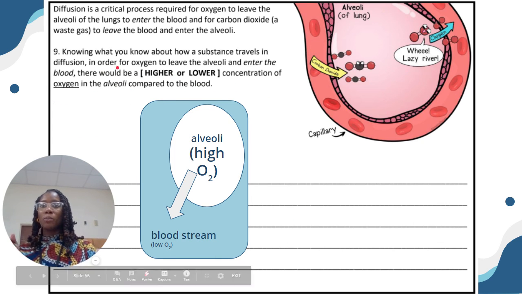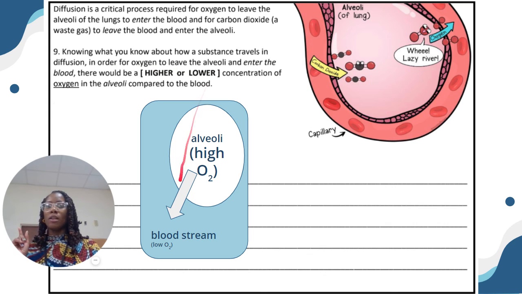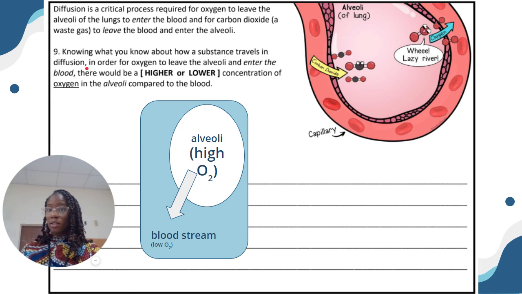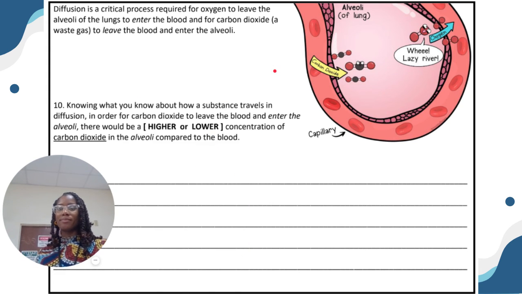So again, in the problem, it told me oxygen is leaving the alveoli. That's how I know. That's how I knew which way to draw my arrow. It's leaving the alveoli and going into the blood. And the problem also told me that we're talking about diffusion. So it's going from high down to low. Next problem, you do it on your own.